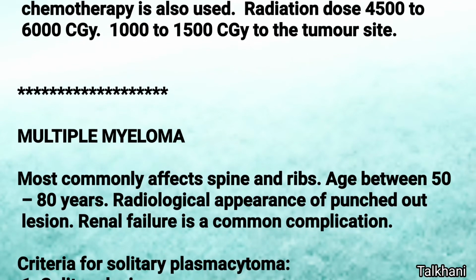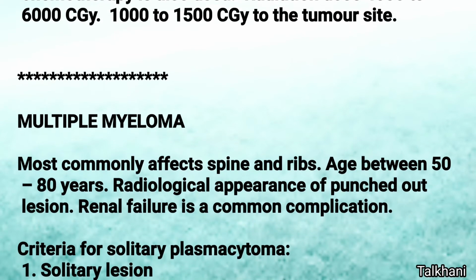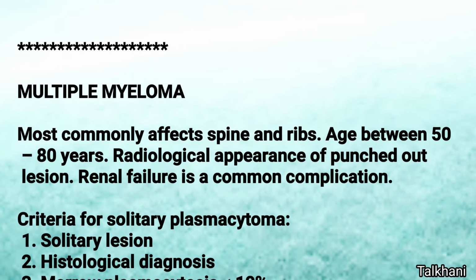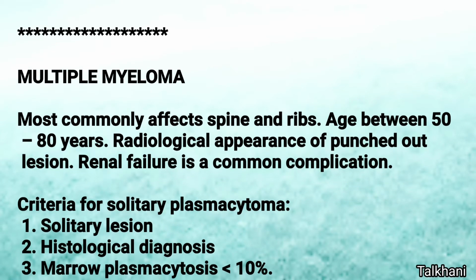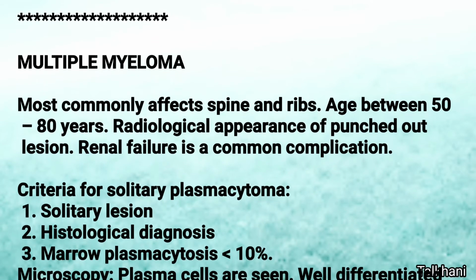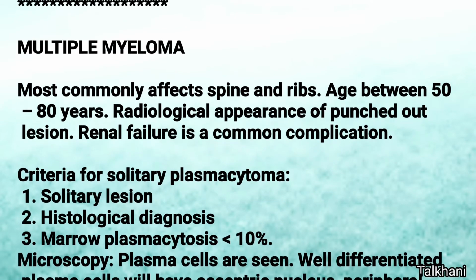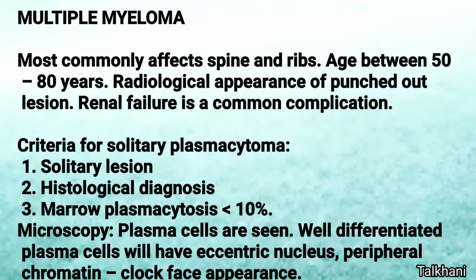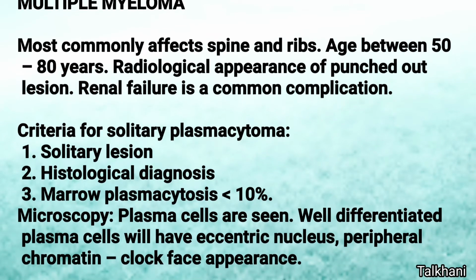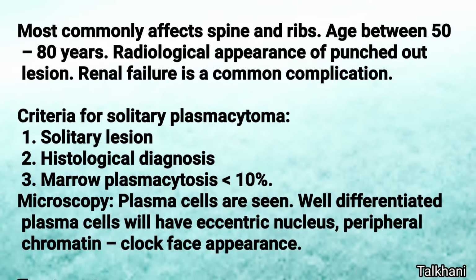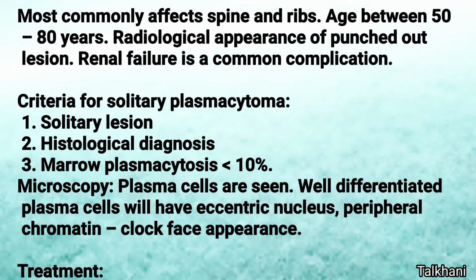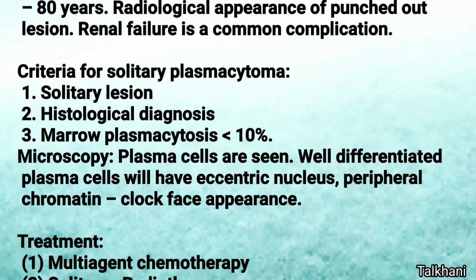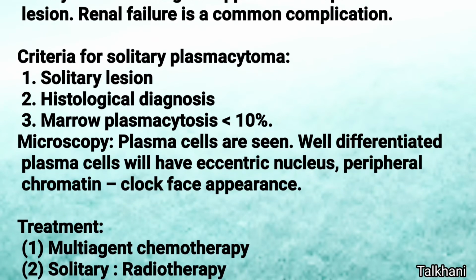Multiple myeloma. Most commonly affects spine and ribs. Commonly seen between 50 to 80 years of age. Radiological appearance of punched out lesion is characteristic. Renal failure is a common complication. Criteria to diagnose solitary plasmacytoma are: 1. Solitary lesion, 2. Histological diagnosis of plasmacytoma, and 3. Marrow plasmacytosis should be less than 10%.